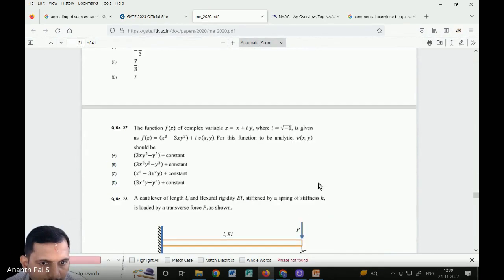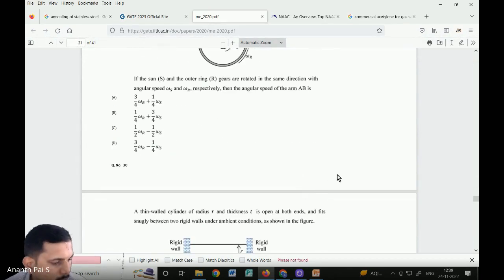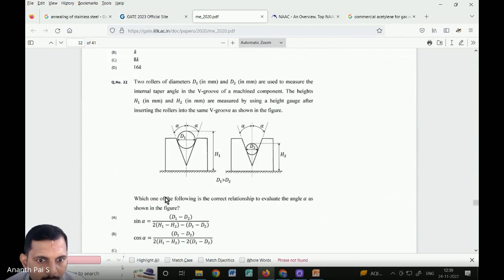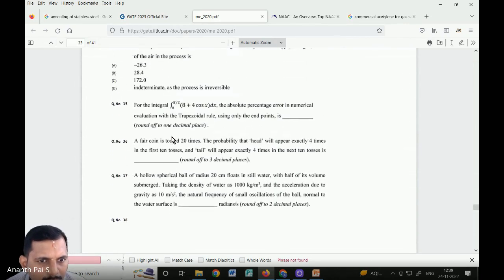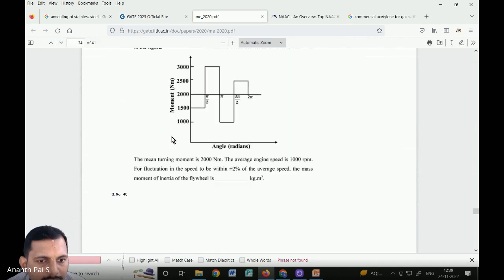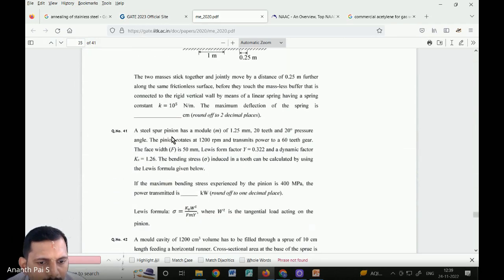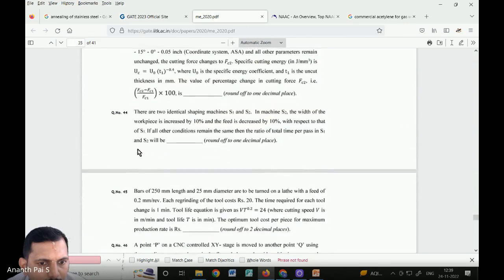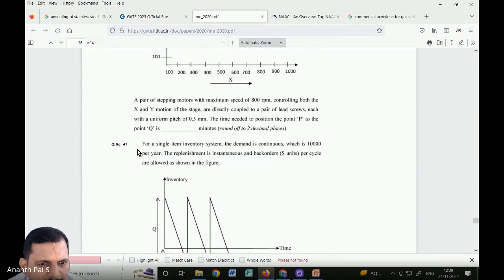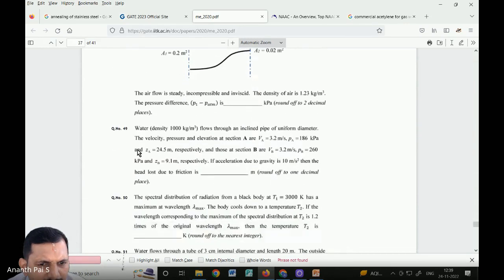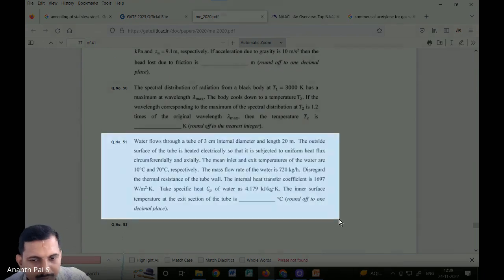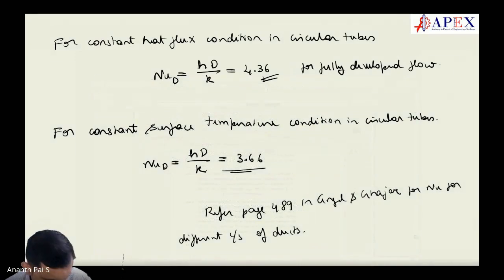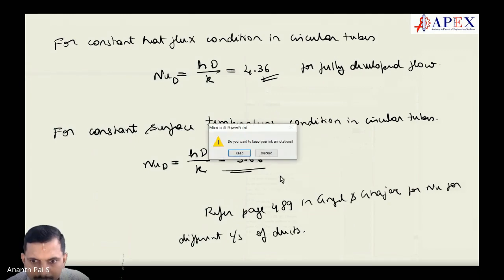So where does water flow? Observe this water flow question and do it. It's not very difficult.